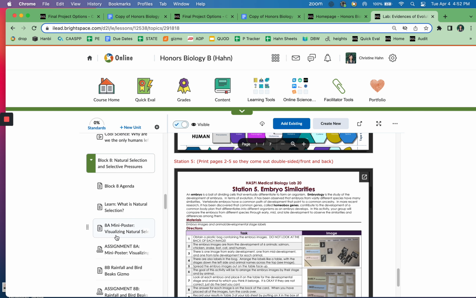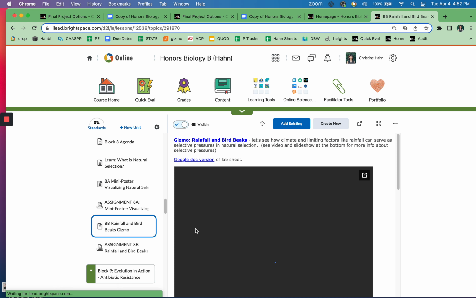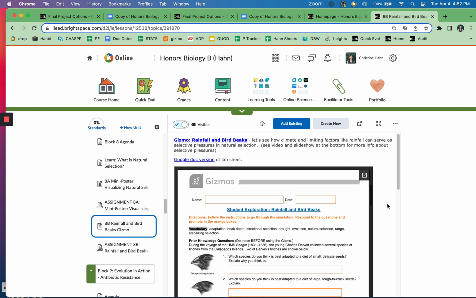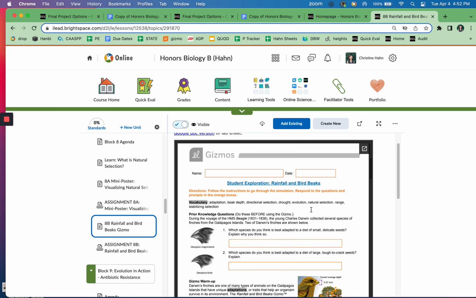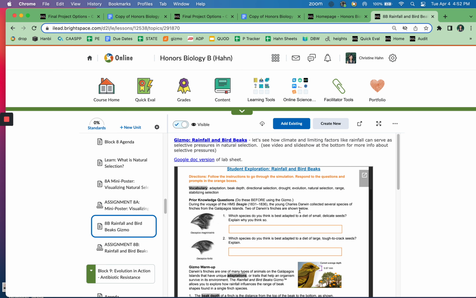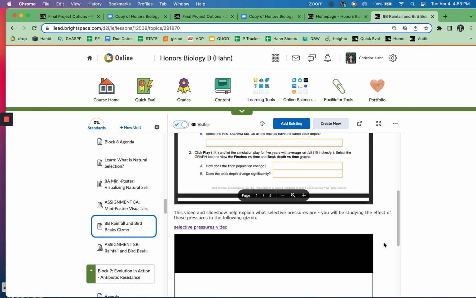We also have gizmo labs. So with each gizmo lab, that's a way to also do an interactive lab. So we use those online. Usually I have an instructional video for each gizmo lab, but it looks like I don't have one for that one.